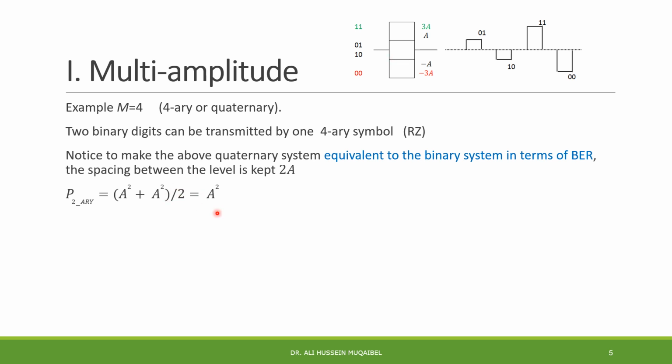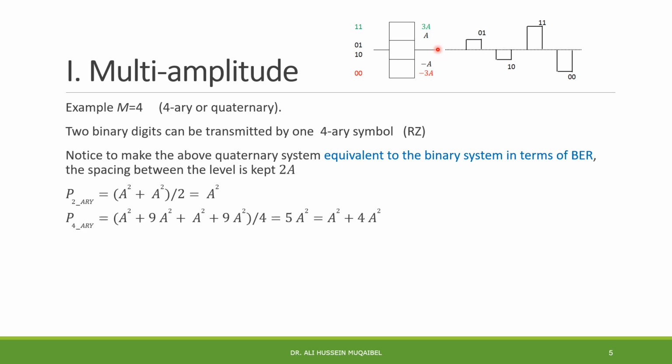We divide by 2, assuming that on average half of the bits will be 1 and half of them will be zeros. So again, the average power is A squared. We divide by this 2 because we have 2 different possibilities. We sum them and we divide by the 2. This is the average power of sending pulses in the 2-ary example.